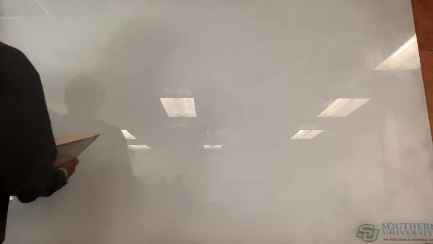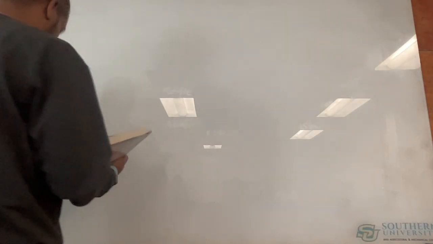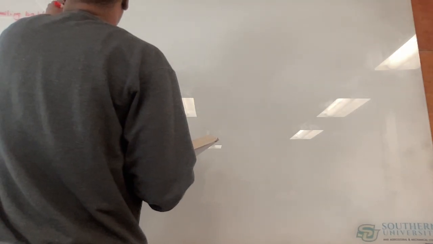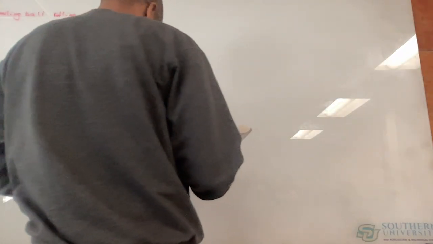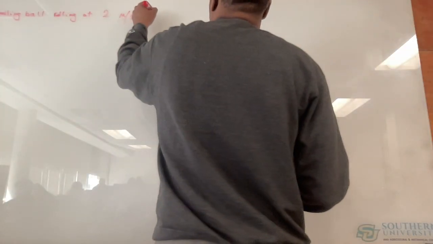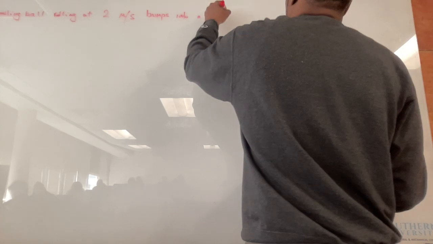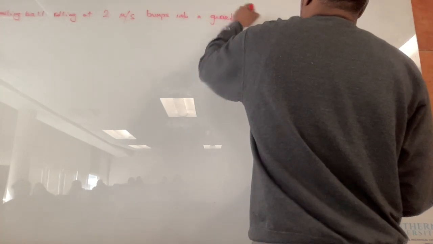All right. So it says an 8-kilogram bowling ball rolling at 2 meters per second bumps into a guardrail and stops.